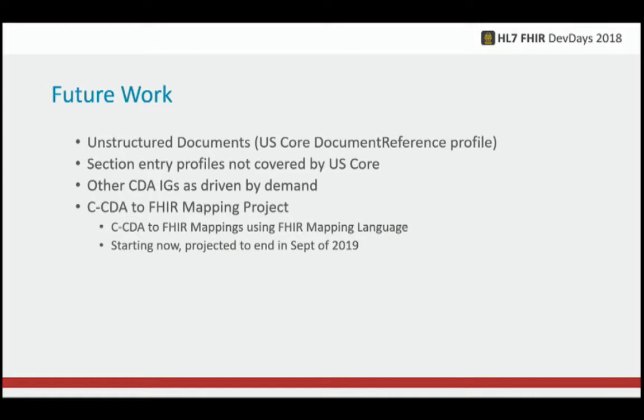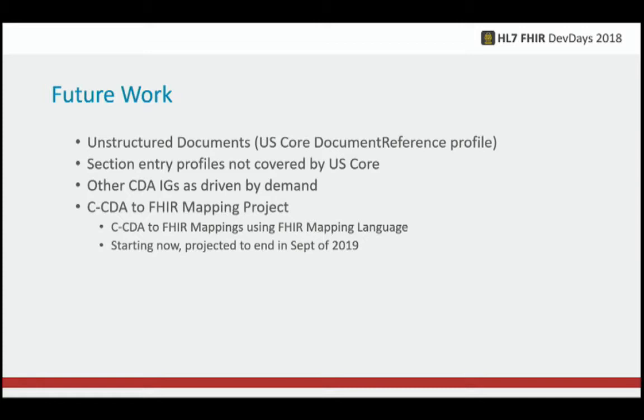So, future work. One thing that we didn't cover in the C-CDA on FHIR spec, aside from the other 20% of stuff that wasn't in US Core, was unstructured documents. In other words, things like how do you represent a scanned PDF file. For those, we purposely decided not to do that because we were discussing whether we should make a composition profile or a profile on the DocumentReference resource for that.